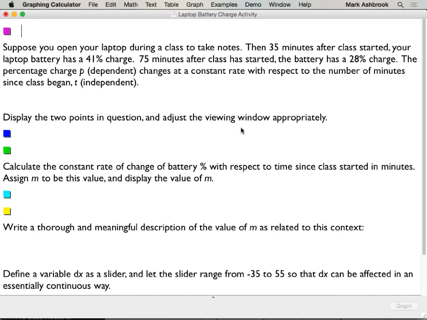This is going to take you through an activity. You're just going to follow the instructions and answer the questions, and you can work together. You've got 15 minutes to work on this now, and if you don't quite get it done, that's okay. The finished product will be due Thursday.